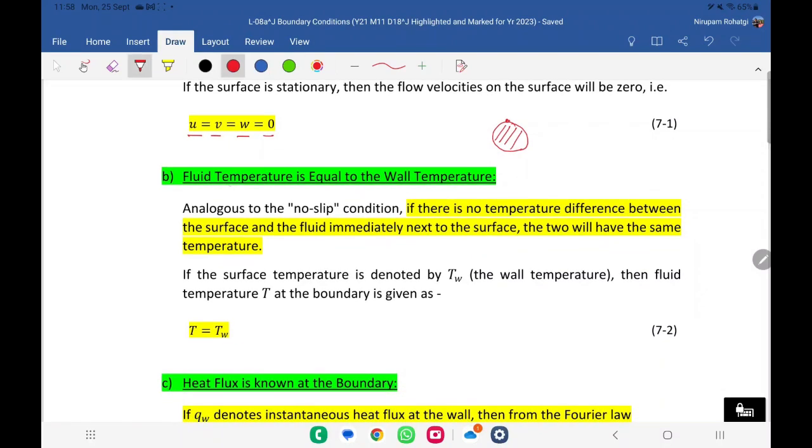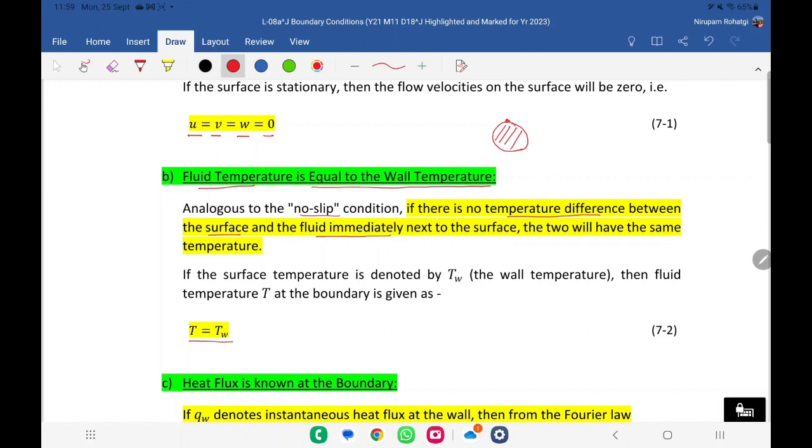Second, fluid temperature is equal to the wall temperature. The wall and the fluid are in contact and they have the same temperature. This is analogous to the no slip condition. There is no temperature difference between the surface and the fluid immediately next to it. So you can say T is equal to TW. You know what the wall temperature is, and you know what the fluid temperature is because they are the same.